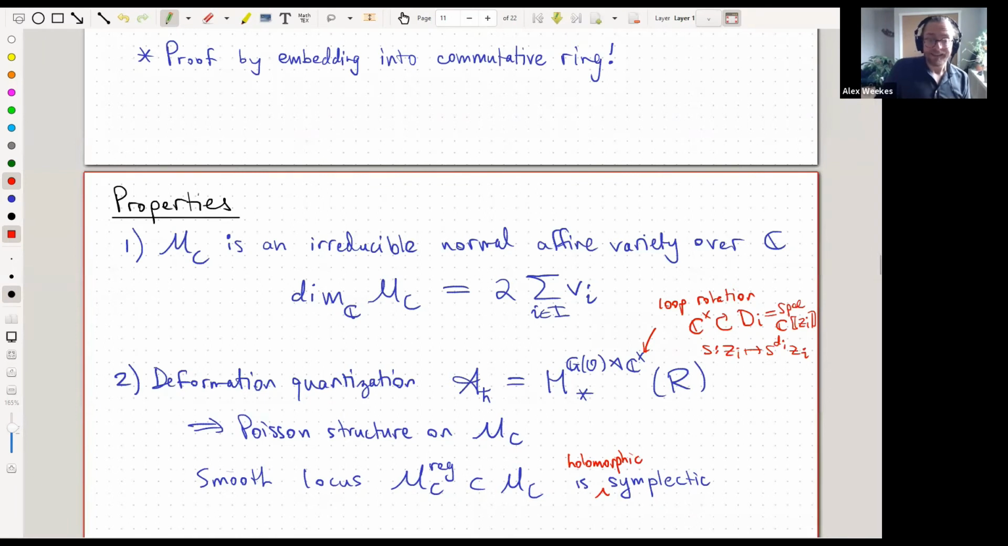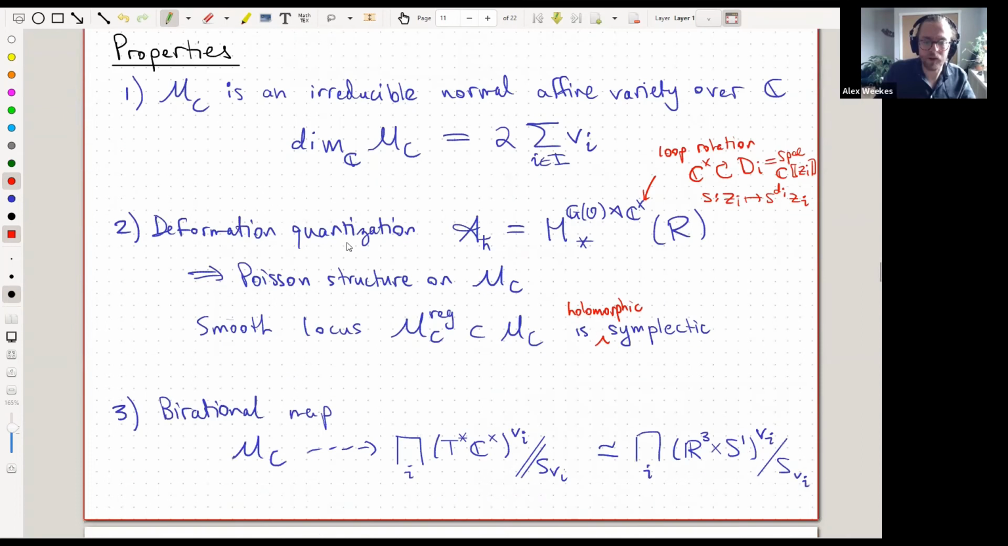OK. So these are both kind of mathematical properties, but oh, sorry, maybe one more. I guess this is also mathematical, but getting into the ones that are maybe slightly more physically motivated. So it's worth saying that there's some sort of birational map.